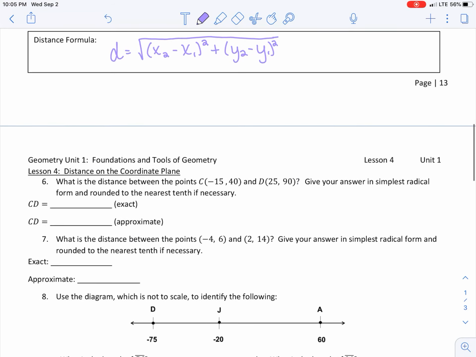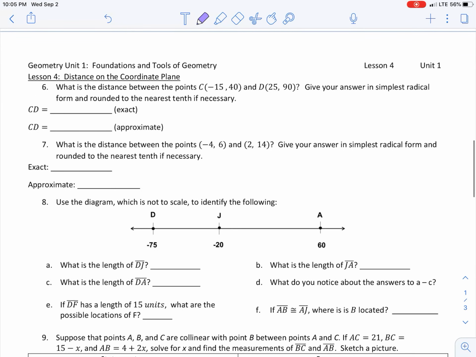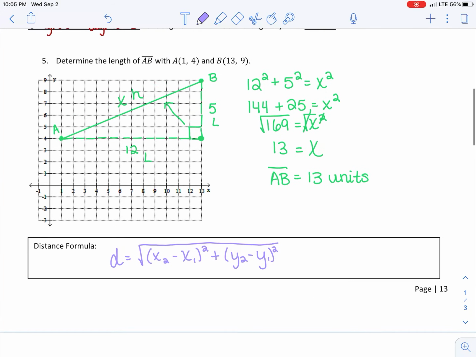So, let's use that distance formula to complete number 6. It says, what is the distance between these two points? Those two points are really big points, so we don't want to graph them on a graph. We don't want to sit there and count how many units our horizontal and vertical lines are, like we did in example 5.